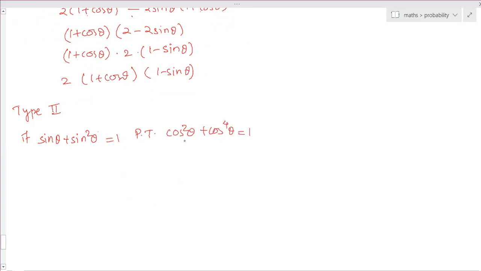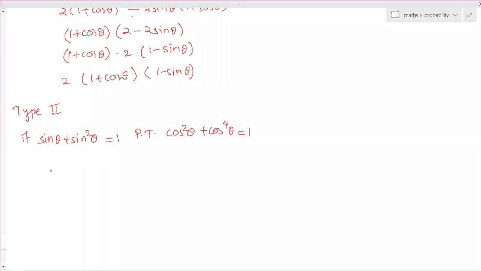Now these are the different types of questions where one value is given, one relation between anything is given, and they have asked to prove the second relation. Earlier you were only proving LHS and RHS part. Now here some relation between the trigonometric identities is given, and then by using that you are proving the given statement. Some simplification has to be done according to the trigonometric identities.